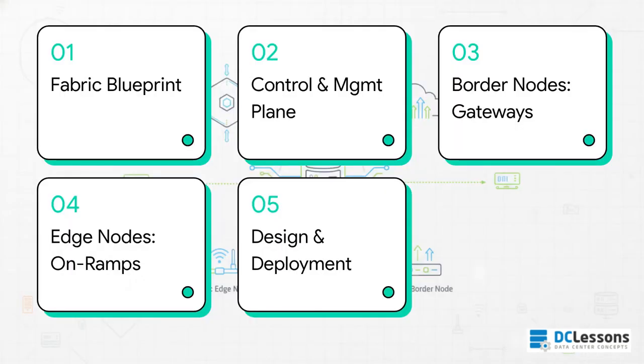So here's our game plan. We're going to start with the high-level blueprint, the 30,000-foot view. Then we'll dive deep into the control plane, the border nodes that act as gateways to the outside world, and of course, the edge nodes where all your users connect. And to wrap it all up, we'll look at some of the key design choices you'll face when you actually go to deploy a fabric.